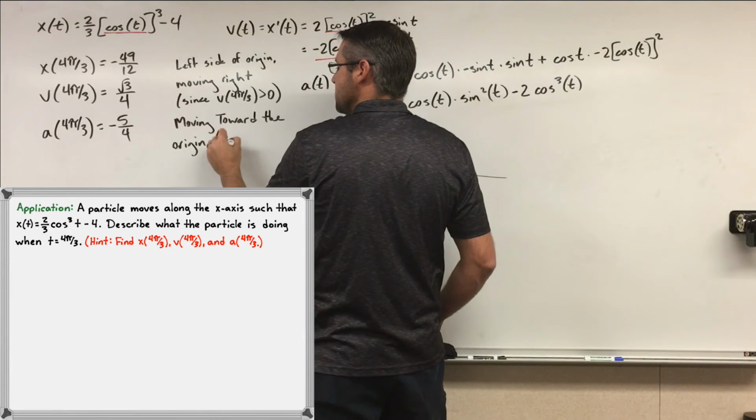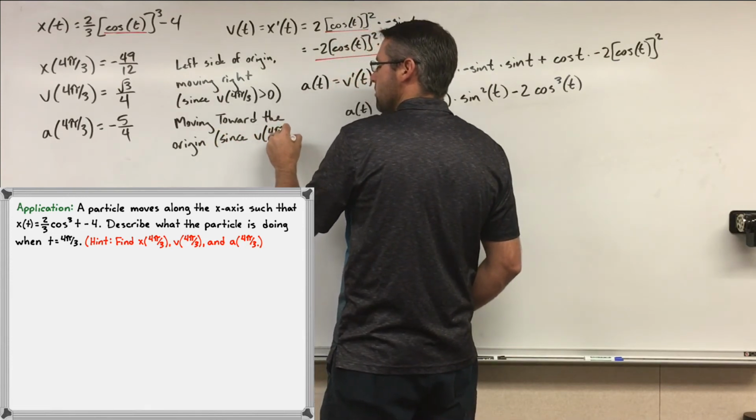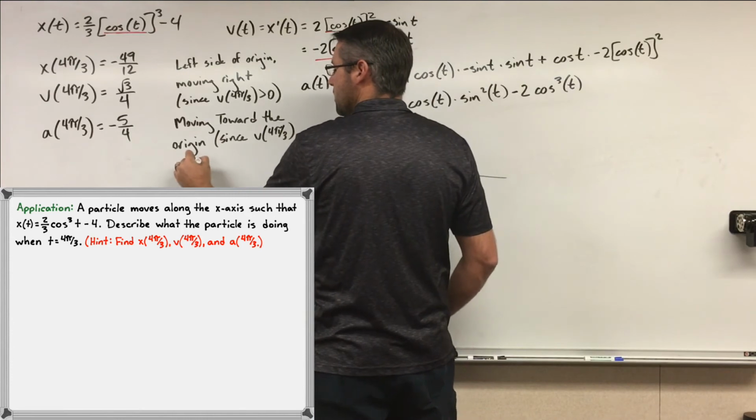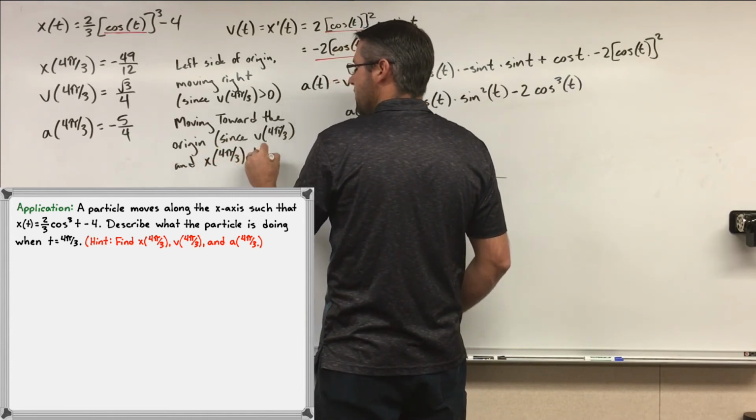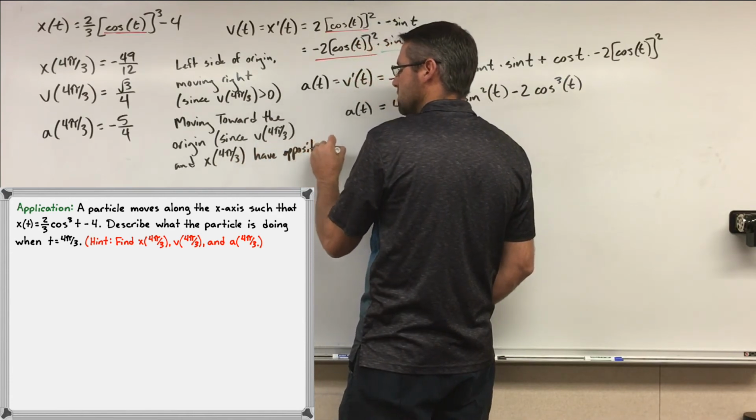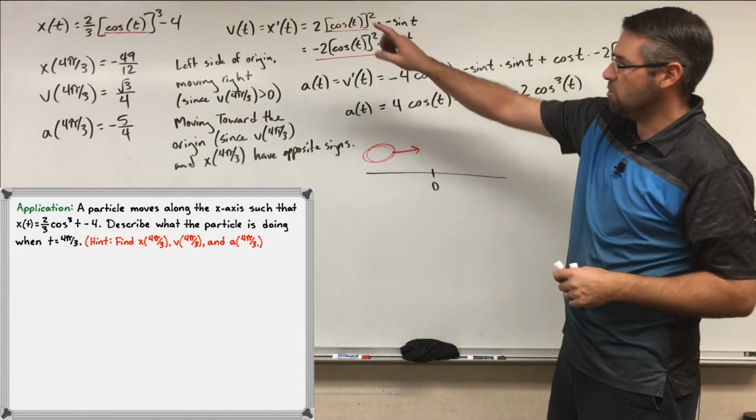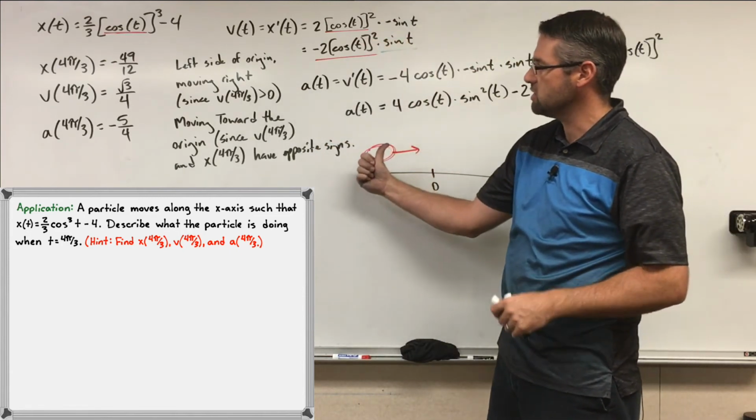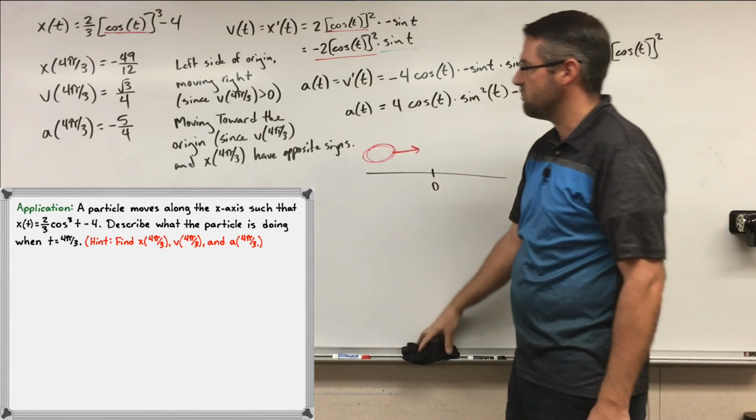and then that would be since v of 4 pi over 3 and x of 4 pi over 3 have opposite signs. Okay? So we can see since position is negative, it's over there. Since velocity is positive, it's moving that way. So we are moving toward the origin because they're different signs.